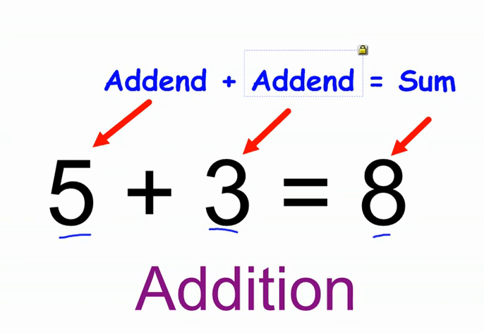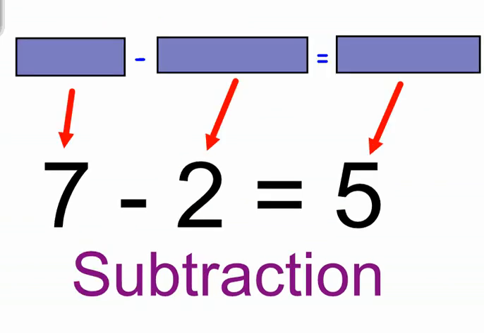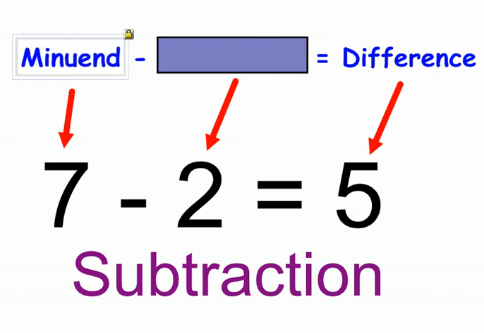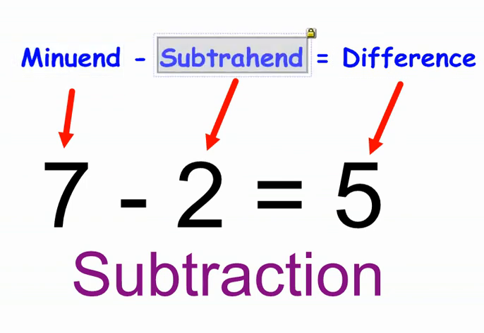I'm going to do one more up here. I'll do 6 plus 2 plus 1 equals 9. In this example that I just wrote, we have 3 addends and one sum. Subtraction is a little trickier. When you subtract, the answer that you get is called the difference. And the first term is called the minuend, and the subtrahend is the number that you're subtracting.